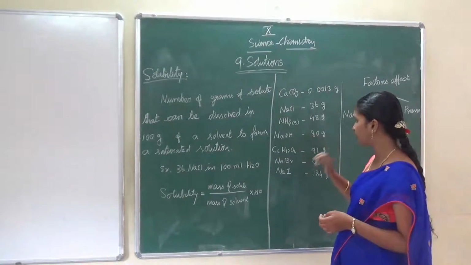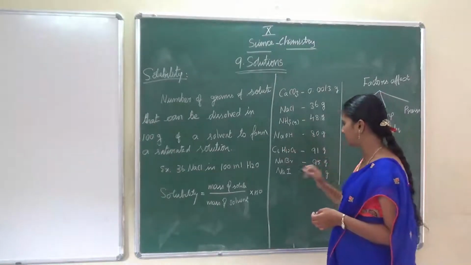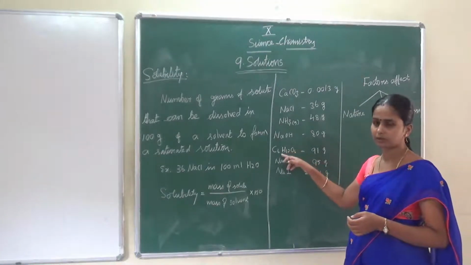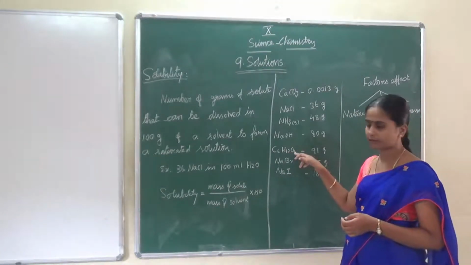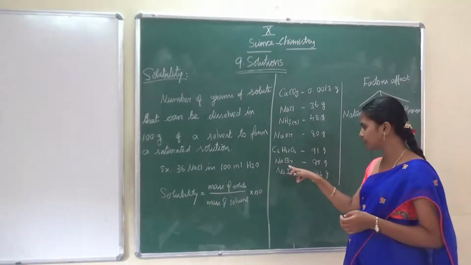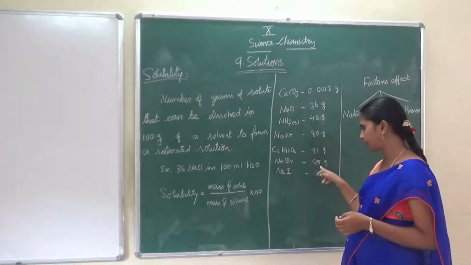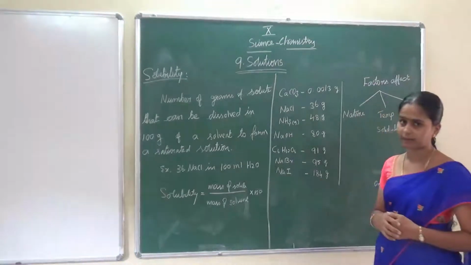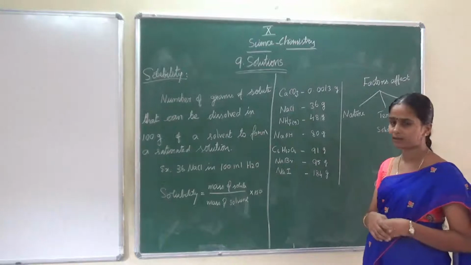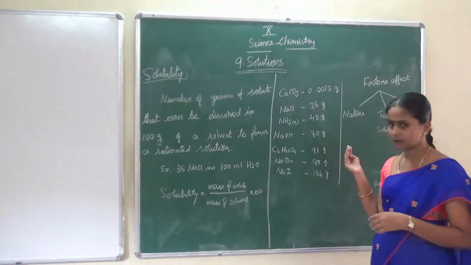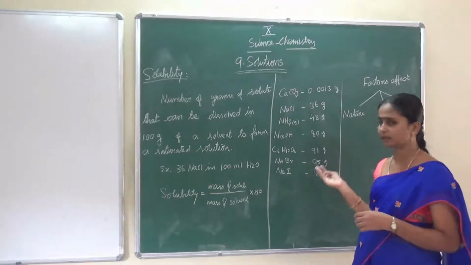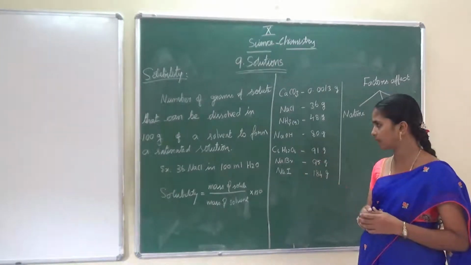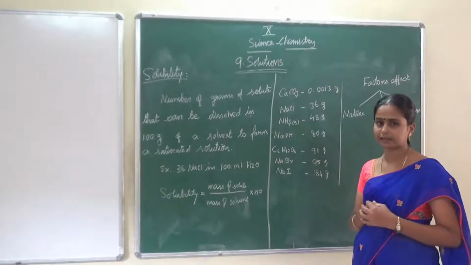For NaCl, 36 gram can be dissolved in 100 ml of water. For ammonia, 48. For NaOH, 80 gram. For glucose, C6H12O6, it is 91 gram. For sodium bromide, NaBr, 95 gram. For sodium iodide, NaI, it is 184 gram. One more question they can ask: how much solute we can add to attain a saturated solution for sodium bromide or sodium hydroxide, like that they can ask.